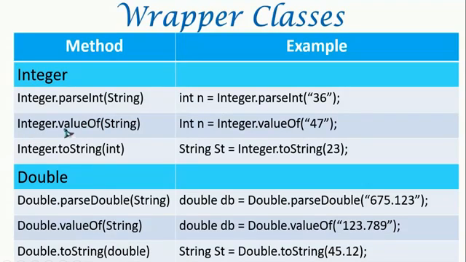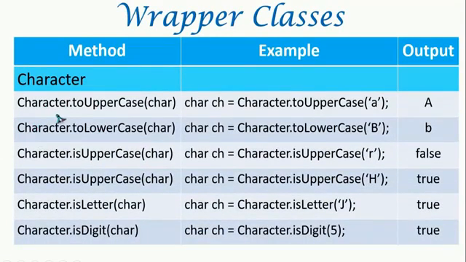Same like that, Integer.valueOf of that string will convert that into an integer value. If it is an integer, then we can convert it into a string using Integer.toString of the integer value. So it gets converted into a string. Same like that we have for all other data types also. Here we will see mainly Integer and Character types. So in the Character type, we have a few things which are more important in programming.